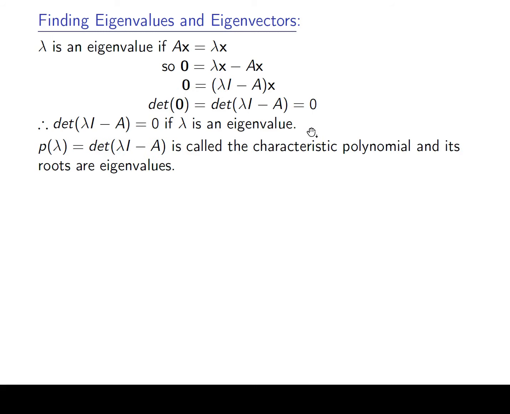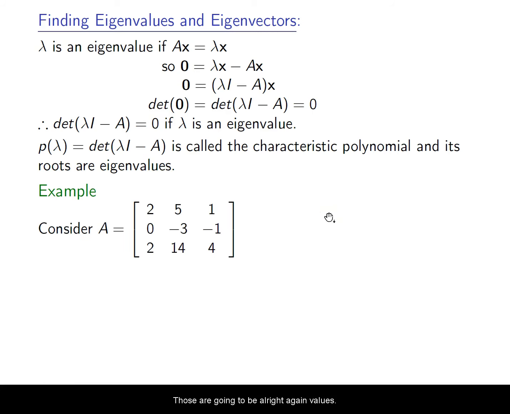Okay. So this value, the determinant of lambda times the identity minus A, we call p of lambda. The determinant gets us out a value. In this case, we're going to have an equation. So we call this equation the characteristic polynomial. And the roots of this polynomial that we find, those are going to be our eigenvalues. Okay, so let's do an example.